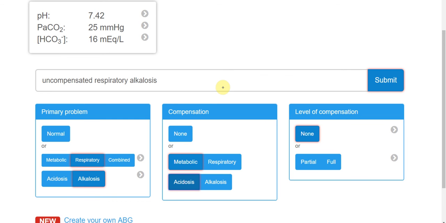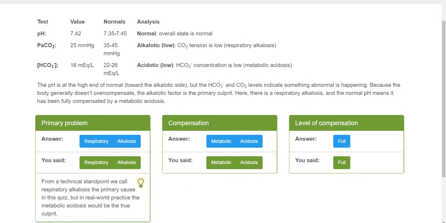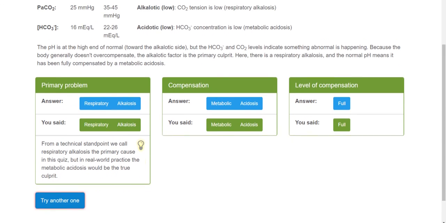And we look here now towards level of compensation, and we can see this is within normal ranges. If this was outside normal ranges, it would be partial. But because this is within normal range, we're going to say it's full, and then hit submit, and there we go. All three are green.